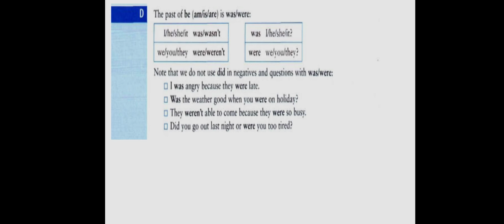Just use the same words, "was" or "were", to form the question. Bring "was" or "were" to the beginning and form a question, putting a question mark at the end. Or to form the negative, just use "was" with "not" or "were" with "not". It becomes "wasn't" or "weren't".